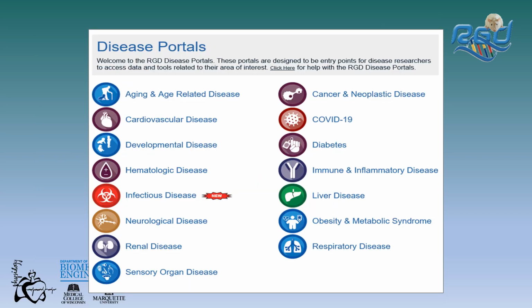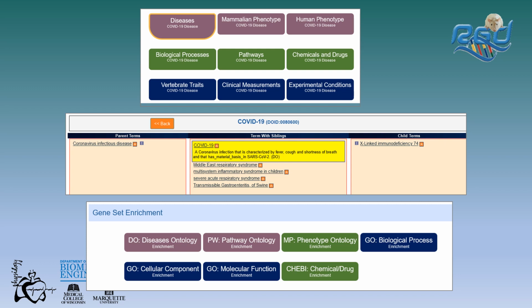The disease portals are established by targeted curation of a specific disease area sequentially. Up to now, there are 15 portals. Today, I'm going to focus on the COVID-19 disease portal. The COVID-19 disease portal's manually curated annotations and imported data sets are organized by 9 ontologies. Each selected ontology can be viewed by the browser in the middle. The selected disease genes are sent to the link below for enrichment analysis.